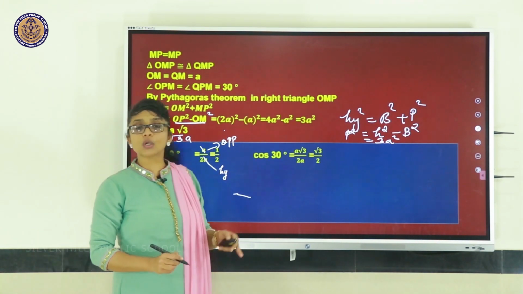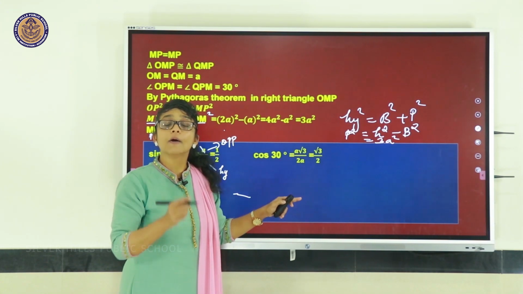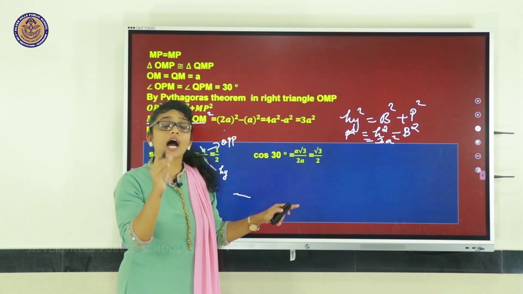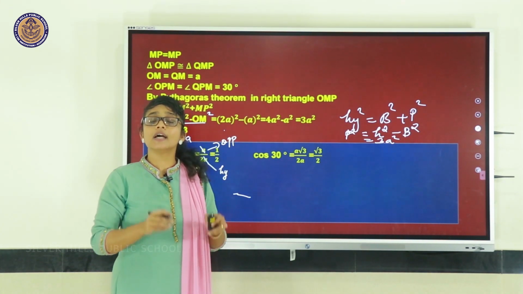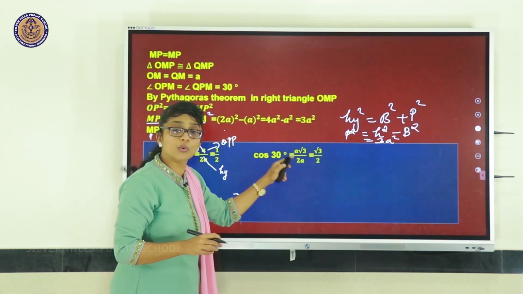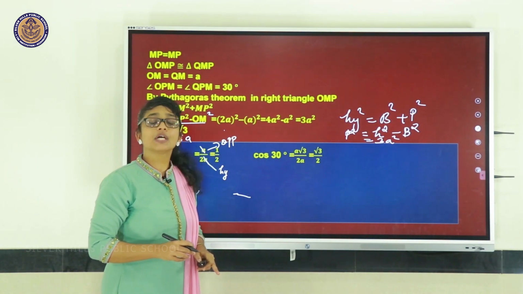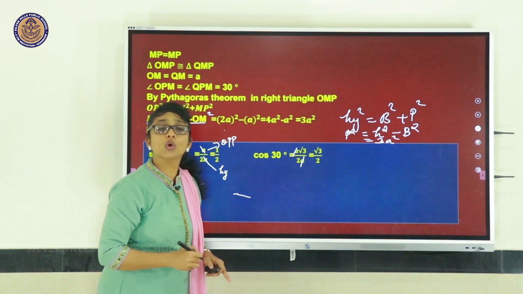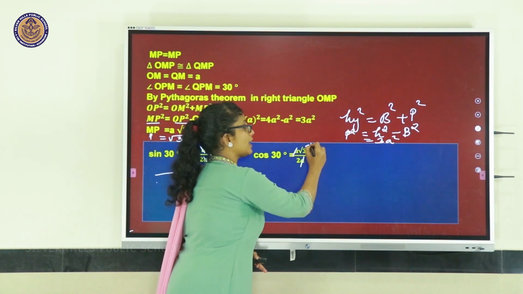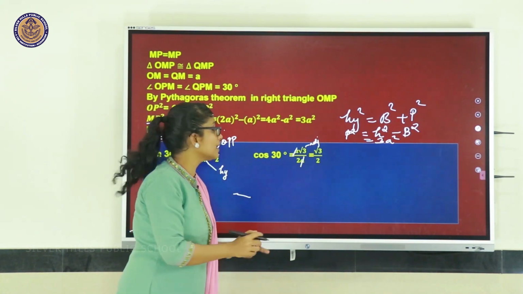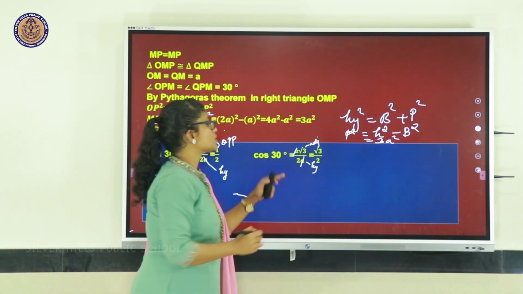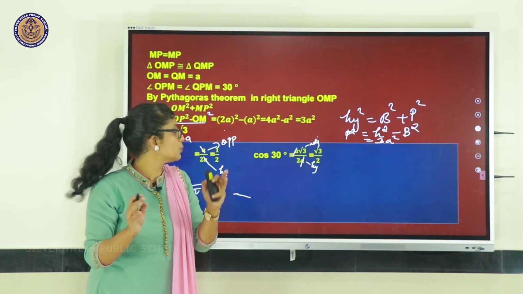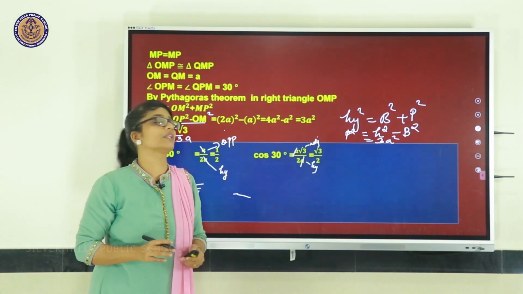And the next one is cos 30, adjacent side by hypotenuse. What is the adjacent side? Root 3A or A root 3. And what is the hypotenuse? 2A. So we can cancel A and A, and that is equal to root 3 by 2. A root 3 is the adjacent side of that right triangle and this is hypotenuse. So A root 3 by 2A, A cancel, root 3 by 2. Cos 30 equal to root 3 by 2.